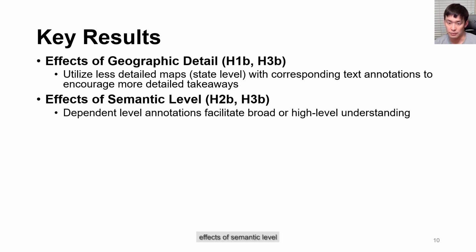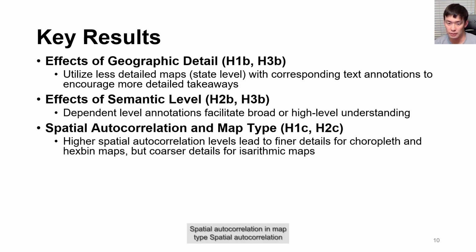Effects of semantic level. Text annotations with higher semantic levels, or perceiver-dependent annotations, result in coarser and higher semantic level takeaways. Therefore, dependent level annotations facilitate broad or high-level understanding of the map dataset. Spatial autocorrelation and map type. Spatial autocorrelation influences the detail of takeaways depending on the map type, not significantly affecting the source of takeaways or text reliance.